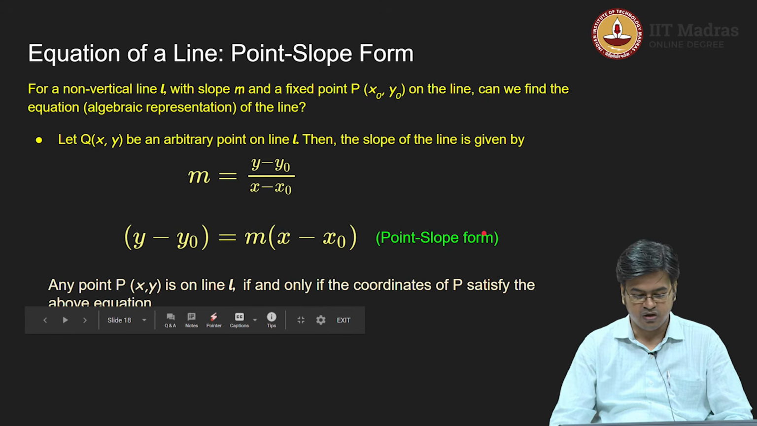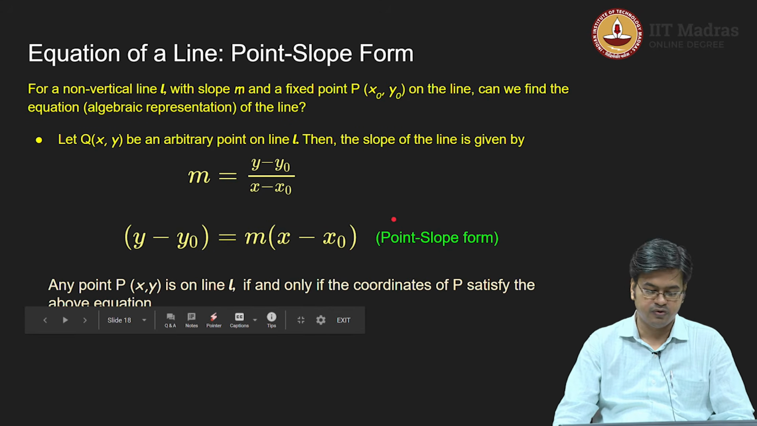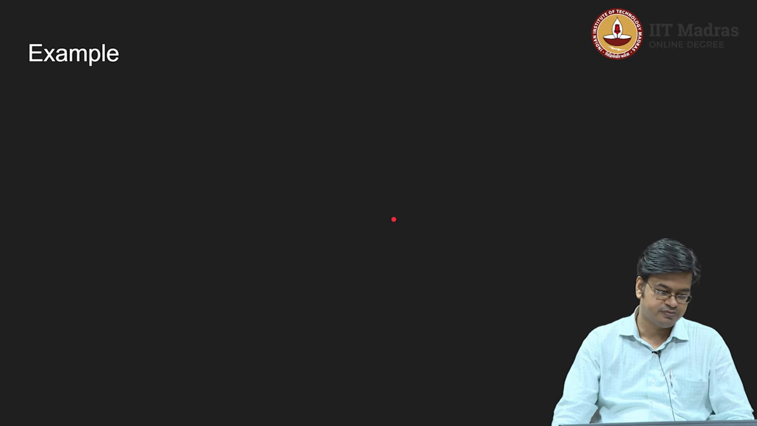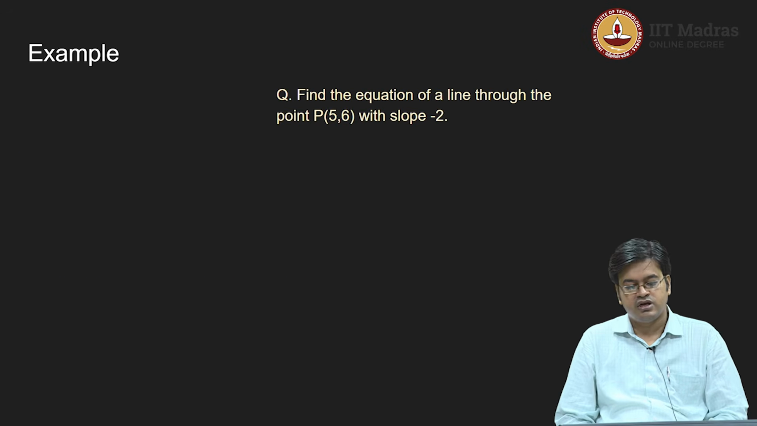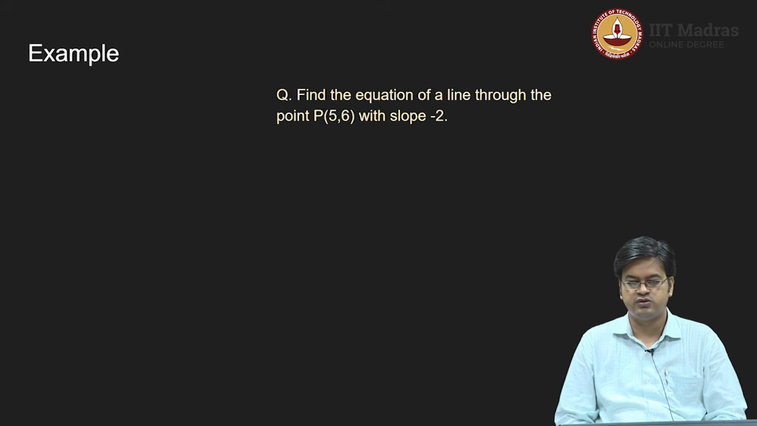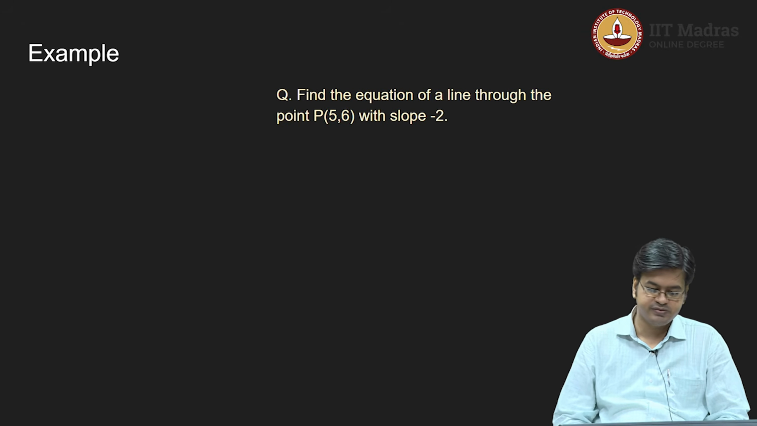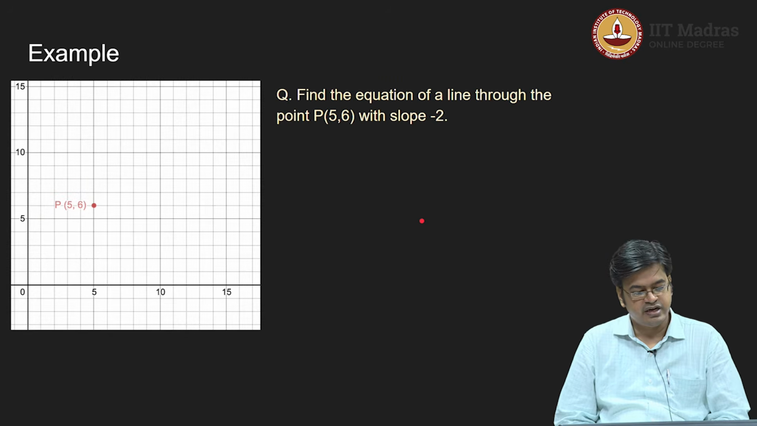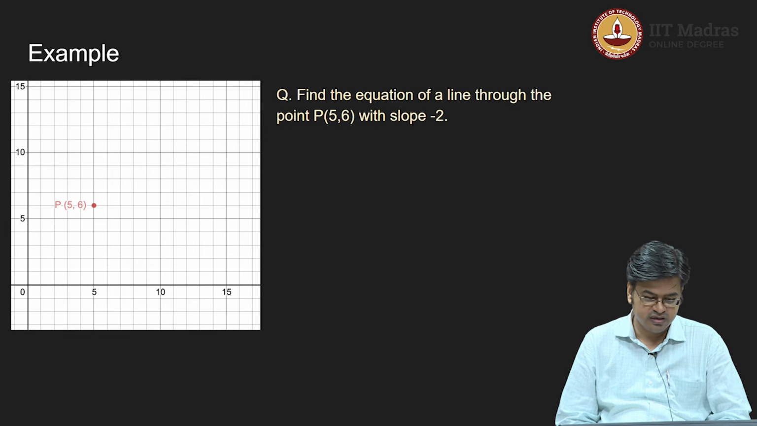Let us try to see how we can use the point slope form in solving problems. So now I have been asked to find the equation of a line which passes through point (5, 6) and has slope of minus 2. Here the interesting thing is slope is negative. So let us identify the point (5, 6) on the coordinate plane, and now I want to identify the line that passes through this with slope of minus 2.